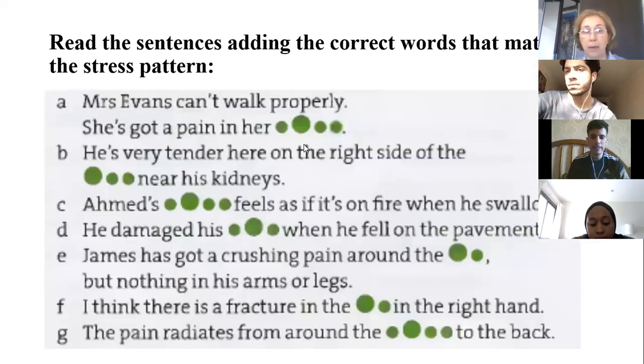Pronunciation. Okay, now please look at the other sentences and write the words. Do it individually, and then we'll check together. So a couple of minutes to you to complete the task. Start, please.